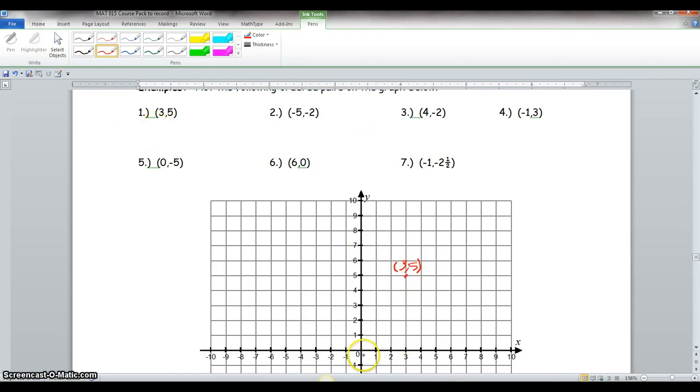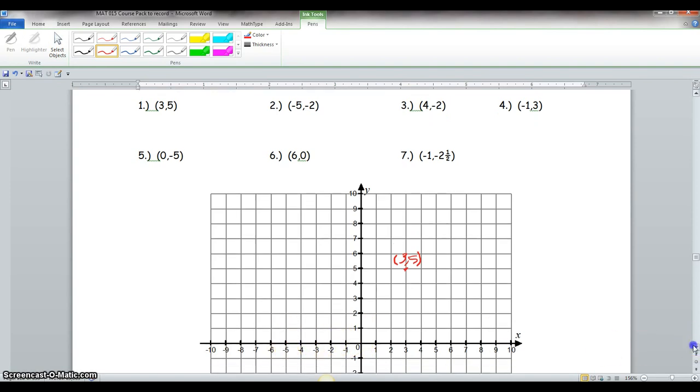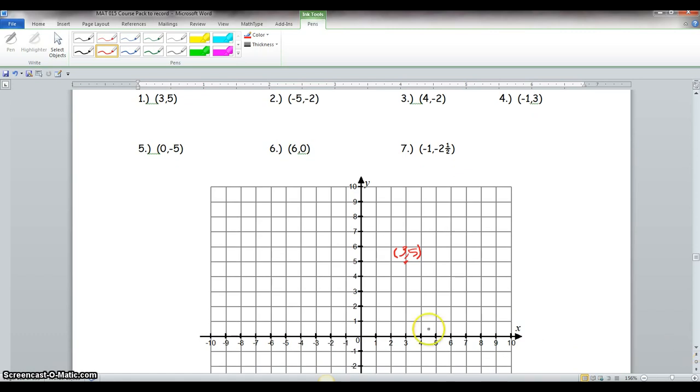Now number 2, you go back to the origin. Now x is negative 5, so we go to the left 5. And y is negative 2. Let me scroll up a little bit here. Okay, we go to the left 5 places, and y is negative 2, so we go down 2. So this is our point here. So we can write that ordered pair. It'll be negative 5, comma, negative 2.